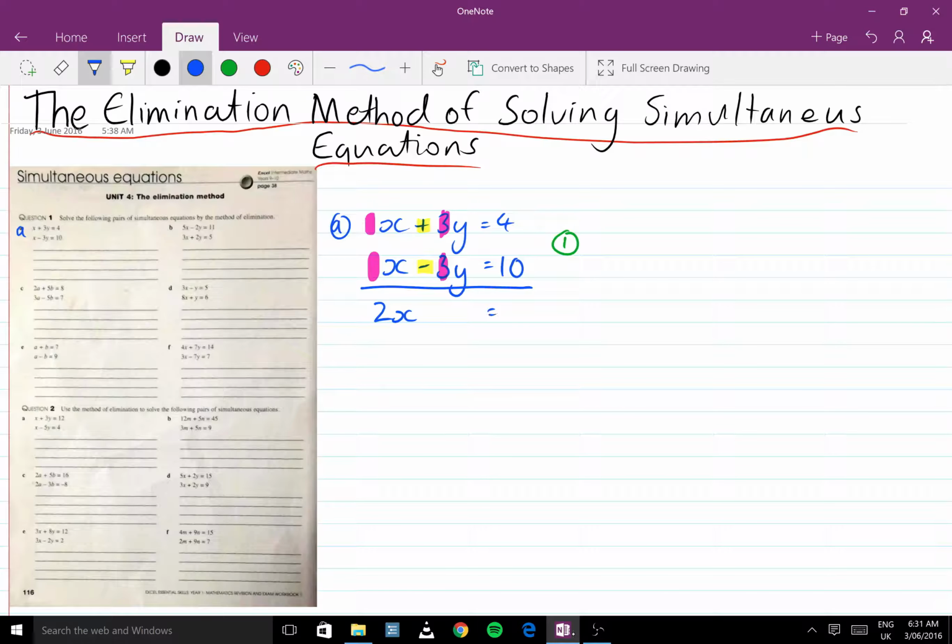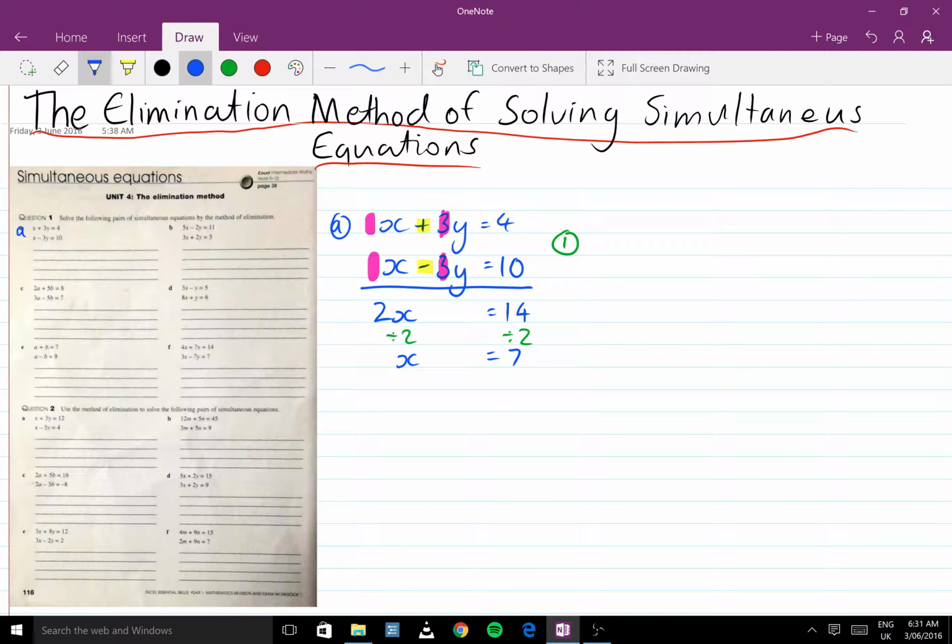And then I end up with 4 and 10, which is 14. So now I've got an equation I can solve. 2 lots of x equal 14. So if I've got 2 lots of x equals 14, I can just divide by 2 and divide by 2, and I get what 1 lot of x is, which should be 7.